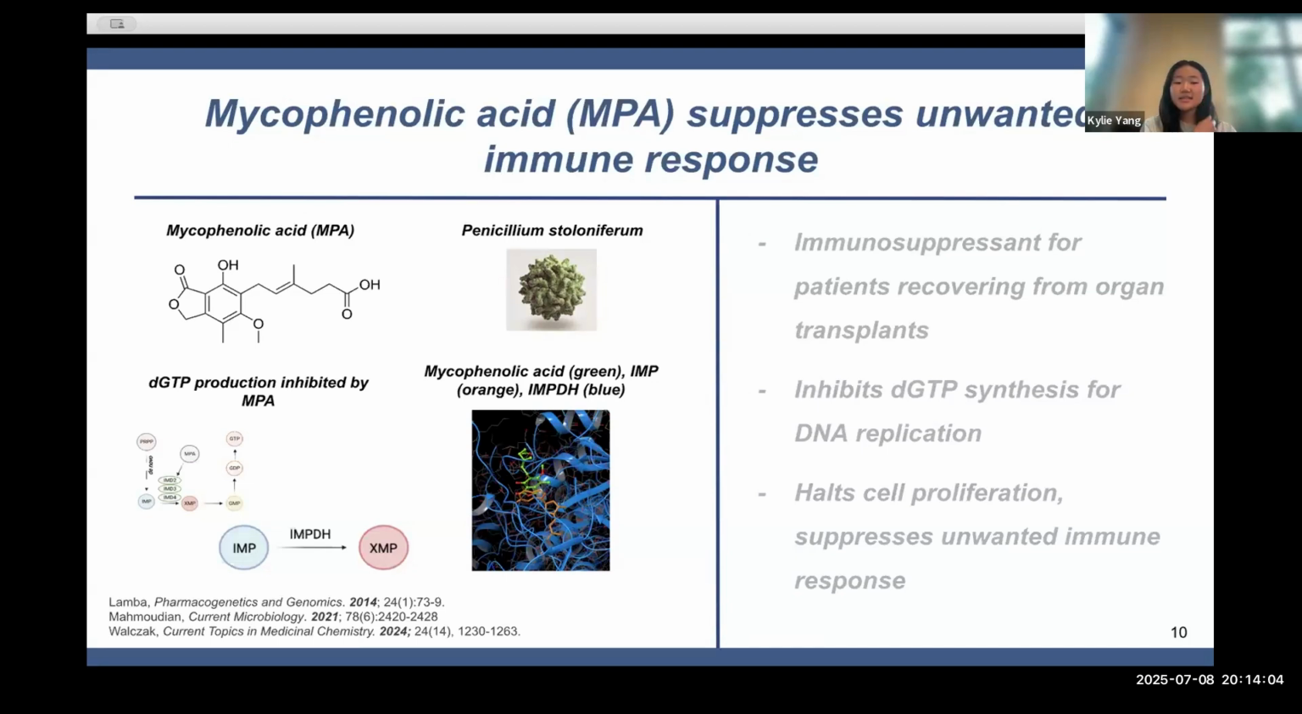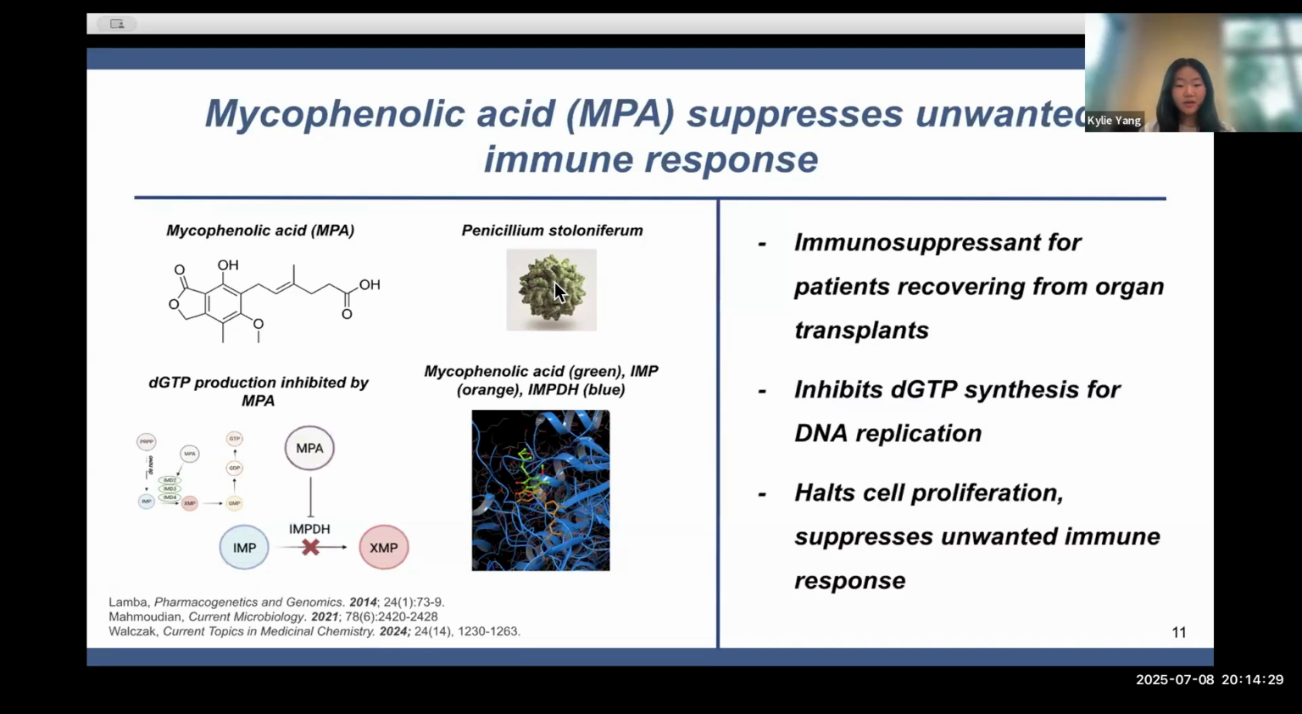So mycophenolic acid, also known as MPA, is a natural product derived from the fungus Penicillium stoloniferum. MPA is widely used for its immunosuppressive effects, mostly to prevent graft rejection in organ transplantation, and it is one of the 3 immunosuppressants involved in the most common maintenance regimen for patients recovering after discharge.